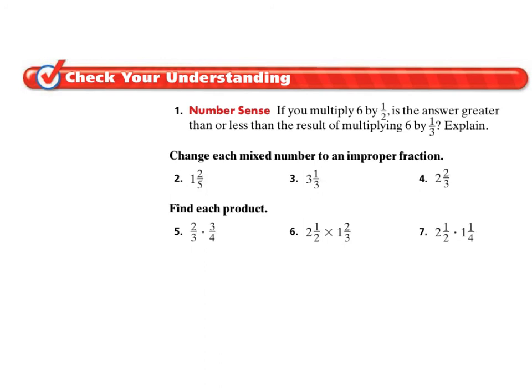Number 2, 1 2/5. Number 3, 3 1/3. Number 4, 2 2/3. For the next 3 problems, you need to find each product. Number 5, 2/3 times 3/4. Number 6, 2 1/2 times 1 2/3. Number 7, 2 1/2 times 1 1/4.